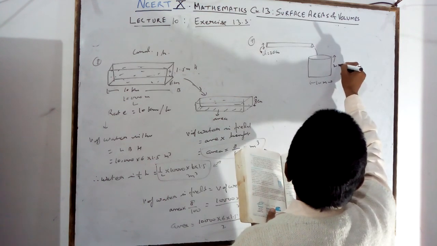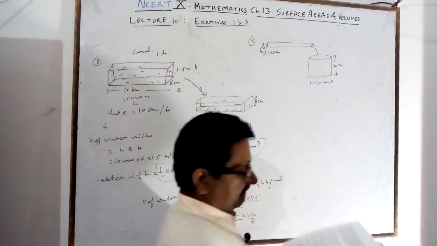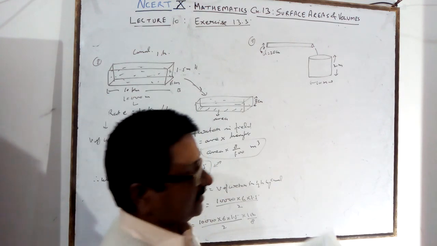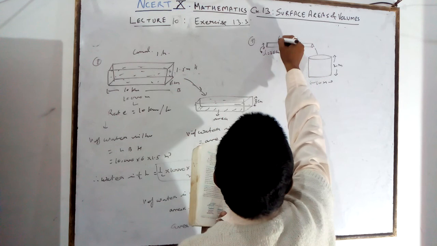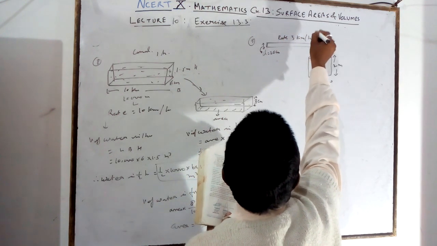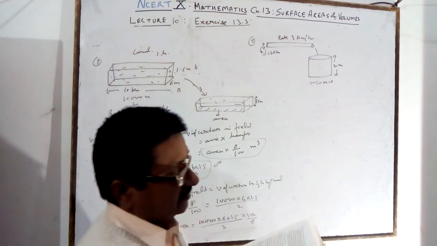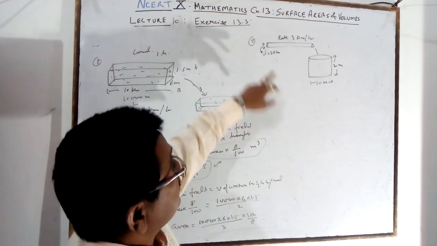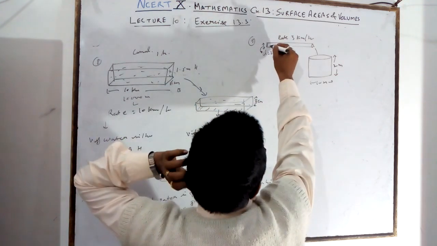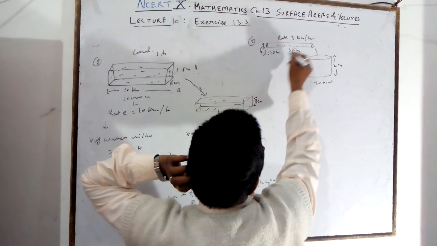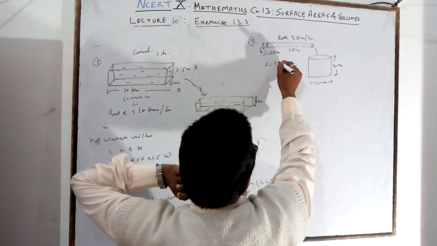We want to fill the tank. If water is flowing through the pipe at a rate of 3 km per hour, how much time will it take to fill the tank? Rate in distance means water will cover this distance in 1 hour, which is 3 km. So length is equal to 3 km.